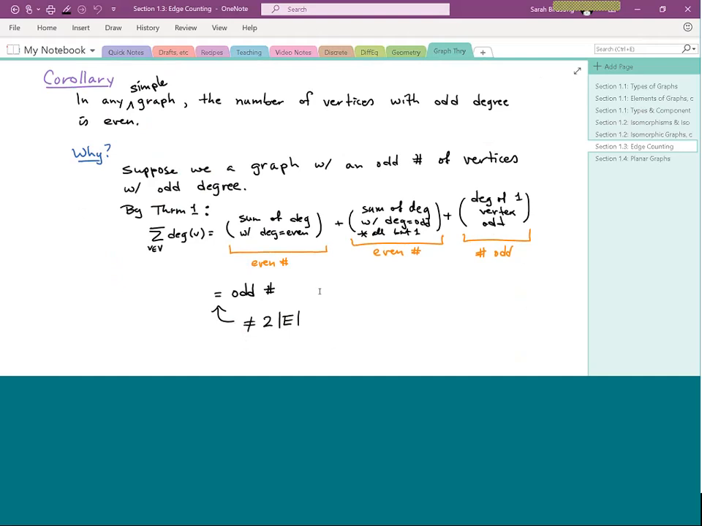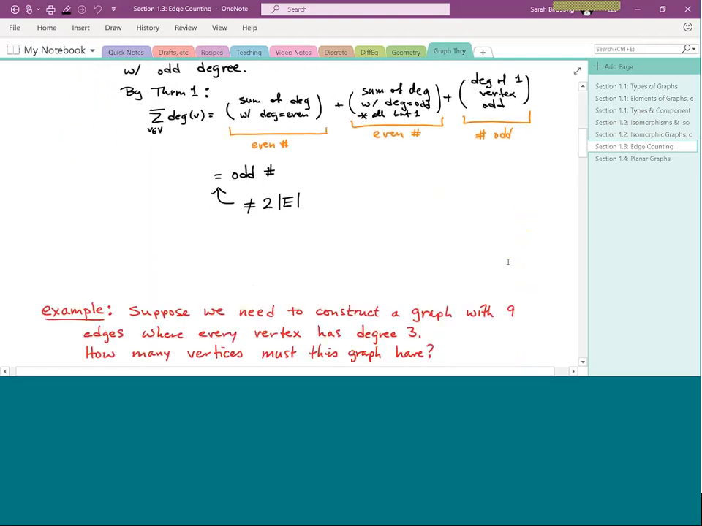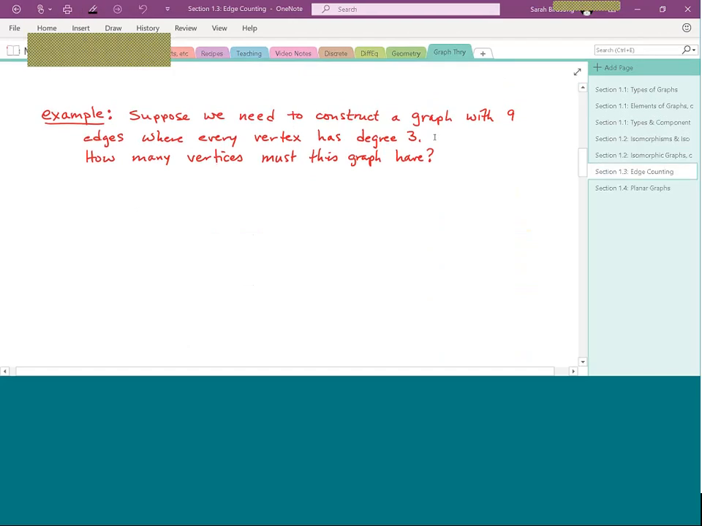Now, moving on from there is where we actually have some examples. So the first example that we've got here is an example on how to use the formula. Suppose we want to construct or draw or build some graph. We want the graph to have 9 edges, and we want every vertex in that graph to have degree 3. So in order to make that work, the question, of course, is, well, how many vertices do we actually need to put into this graph?